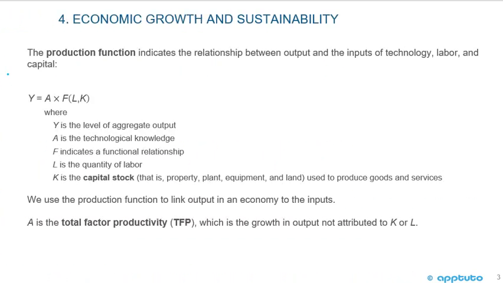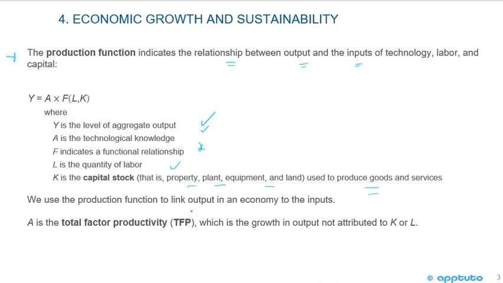Now that we've looked at the 5 sources of economic growth, we're going to look at measurement. So the production function indicates the relationship between output and inputs of technology, labor, and capital. So we have a production function here, Y equals A times f(L, K), where Y is the level of aggregate output, A is the technological knowledge, f indicates a functional relationship, L is the quantity of labor, and K is the capital stock, that is property, plant, and equipment, and land used to produce goods and services.